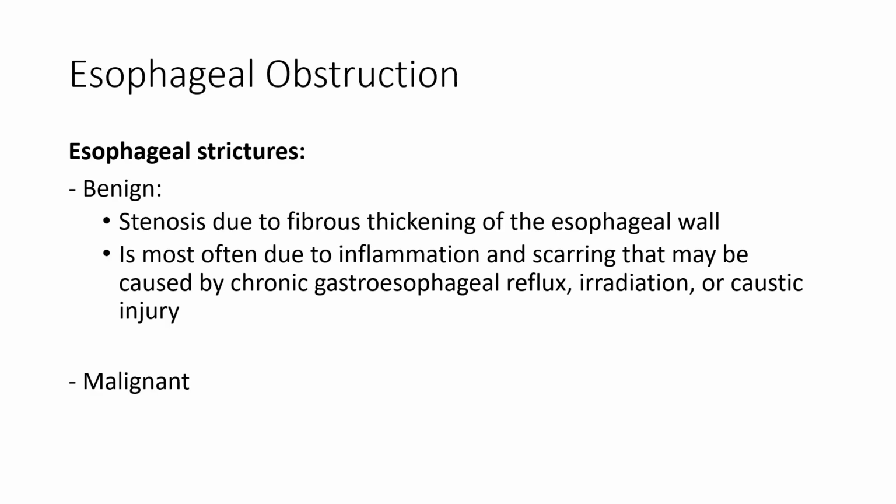A stricture is a stenosis or narrowing of the lumen. Esophageal strictures can be benign or malignant. Malignant strictures occur when there is a malignant neoplasm growing into the lumen of the esophagus, causing obstruction. Benign strictures are due to fibrosis and scarring, and this fibrosis commonly occurs due to chronic inflammation, as occurs in chronic gastroesophageal reflux. Fibrosis can also occur due to radiation or caustic injury.